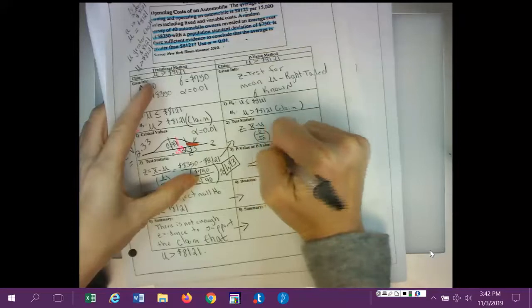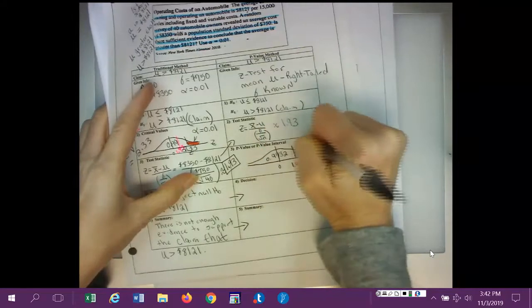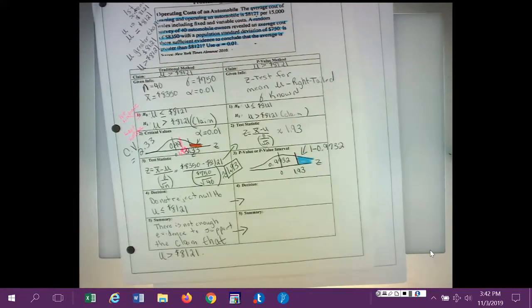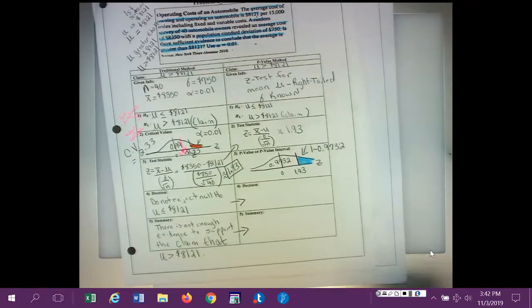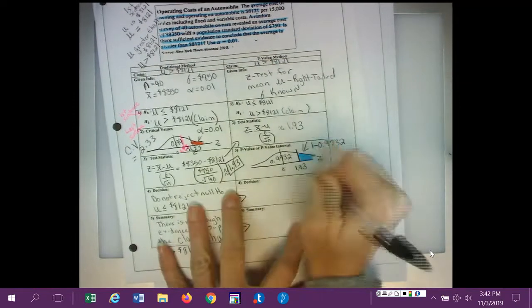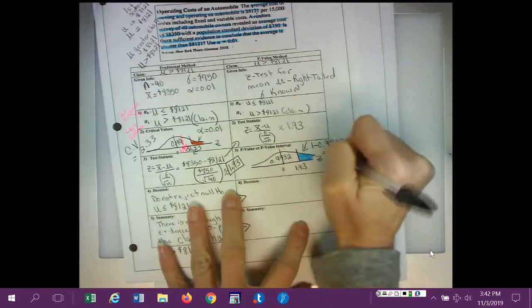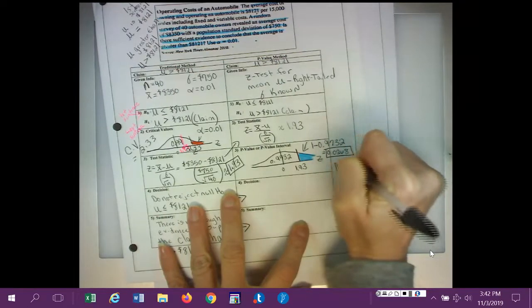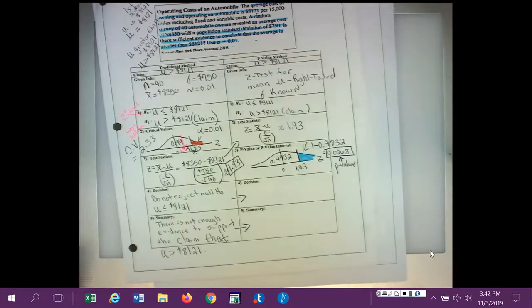So I'm going to put that here. Therefore, this is 1 minus 0.9732, and that's going to be your p-value. That's 0.0268. So I'm going to box it, and I'm going to say that's your p-value.